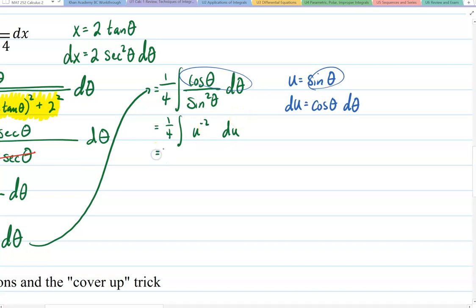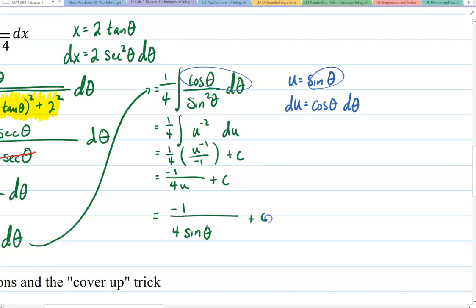And if we finish this integration, we get 1/4 times u to the negative first power divided by negative 1 plus c. And this looks an awful lot like negative 1 over 4u plus c. But here again, we've got a problem. We can't leave our answer in terms of u, so we better back substitute. And we might call this negative 1 over 4 sine theta plus c, because again, this u is the same as sine theta.